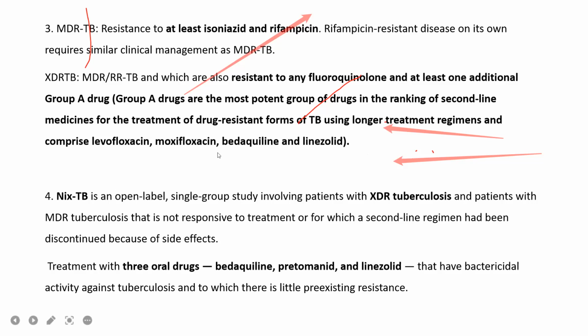Bedaquiline was once asked as an OSCE station. So you may be asked about XDR. Exactly what is the difference from MDR? What is RR-TB, rifampicin-resistant TB, XDR-TB, pre-XDR TB? All this terminology you should know. I think we can move on to the next slide.